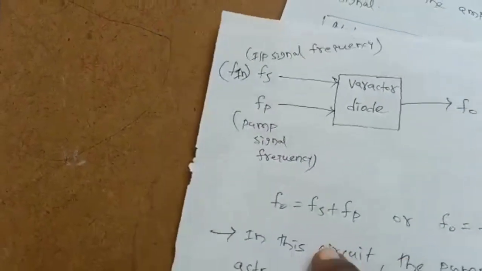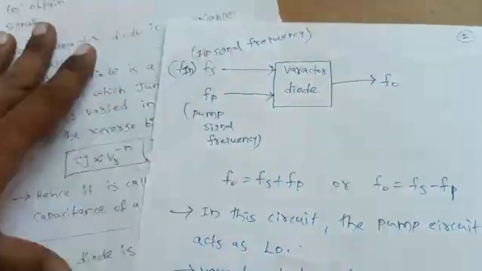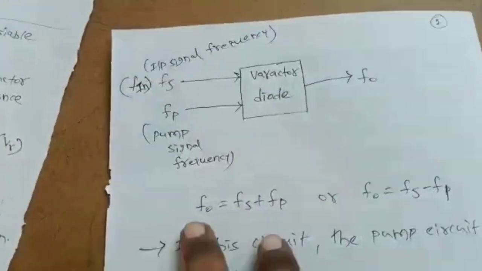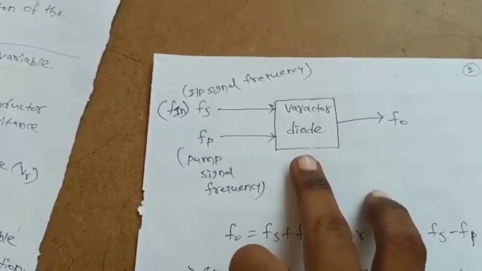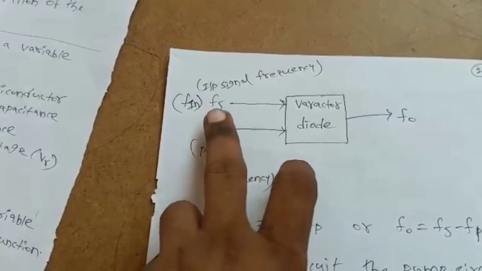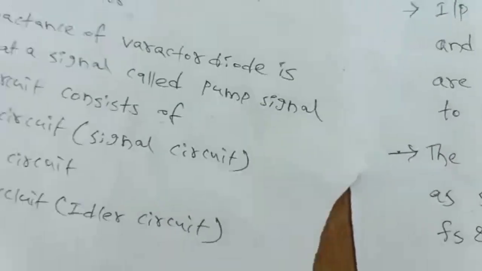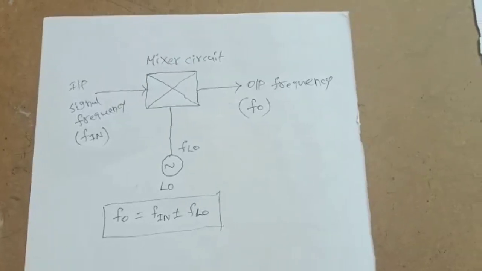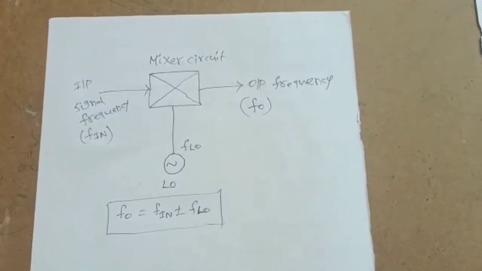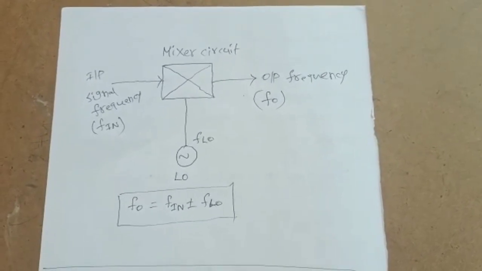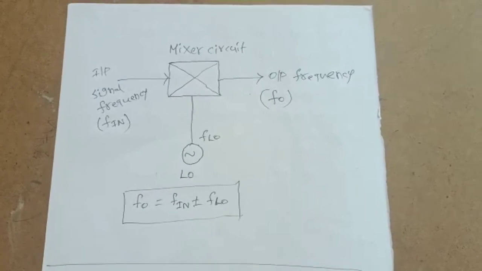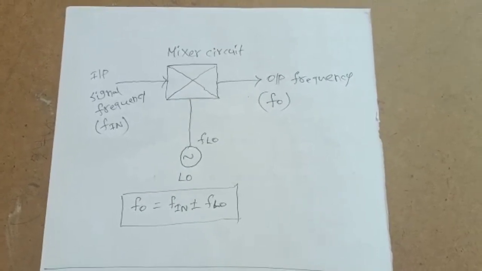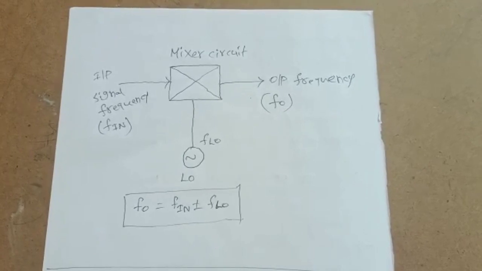So first you understand the main principle of the amplification process here. Here you just see the varactor diode. It will take two inputs, Fs. The operation of a parametric amplifier is somewhat similar to the mixer circuit that is used in any communication system.